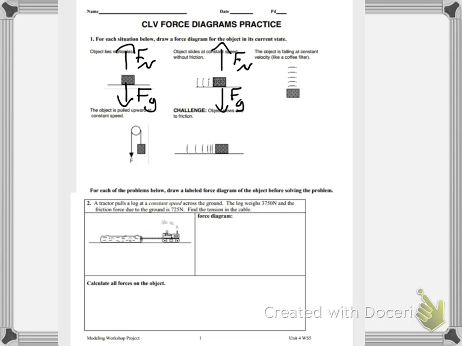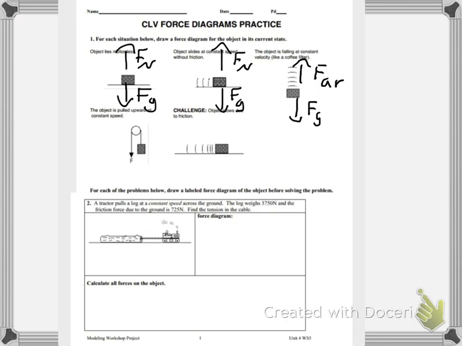The third one here, the object is falling at a constant velocity. So we've got that force due to gravity pulling it down, but it's got a constant velocity, which means that there has to be another force at work here, because if there were just the one, it wouldn't be going at a constant velocity. That velocity would be changing. So we have an upward force to counteract that force due to gravity to allow it to fall at a constant velocity, and that is air resistance.